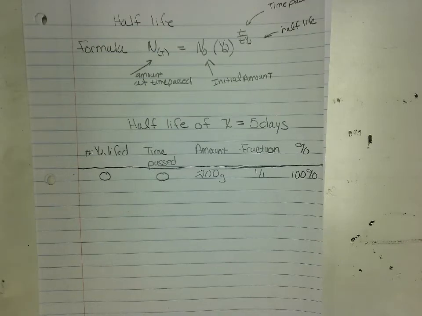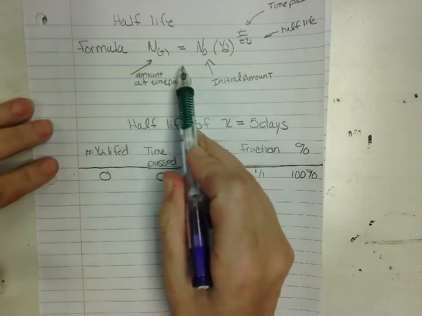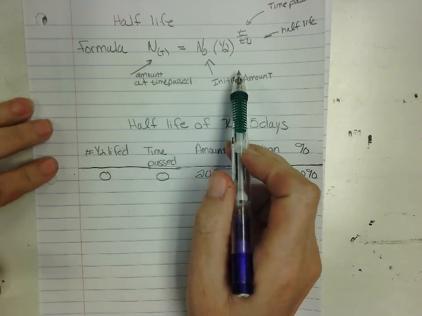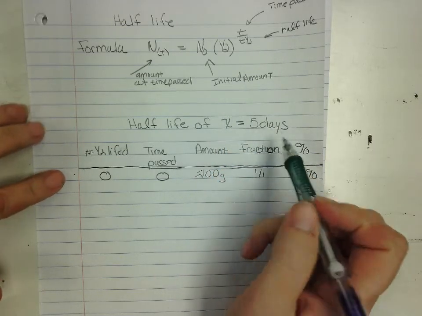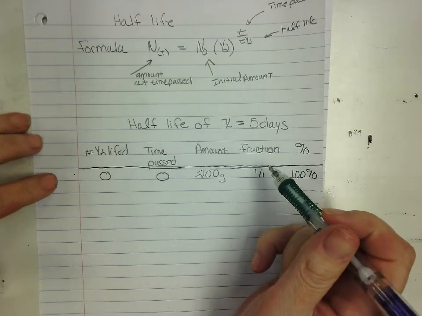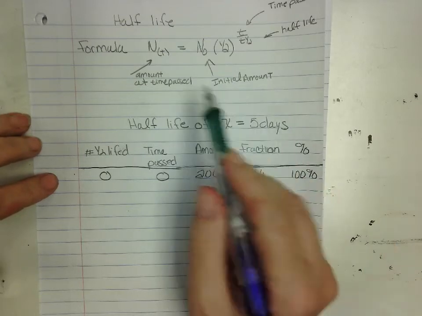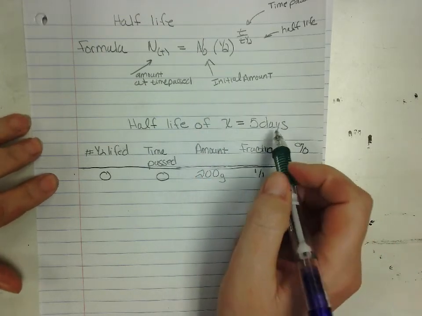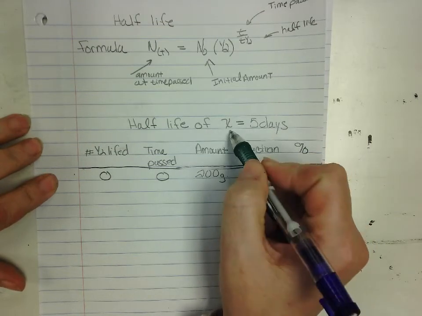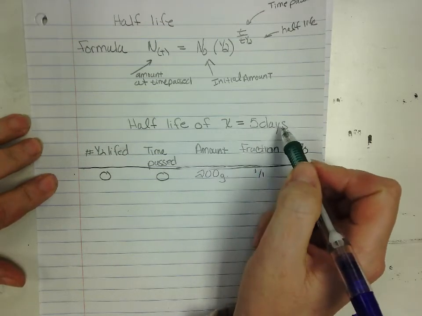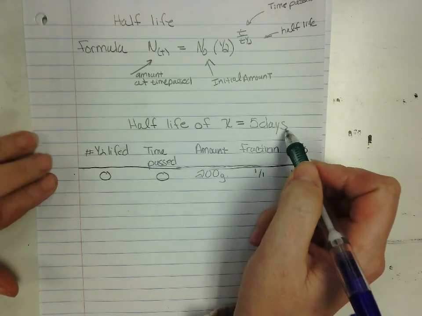For 90% of the half-life problems that you're going to have, you will not be using this formula. You can, but I find it more complicated. And if I show you how to use this chart, you'll understand half-lives better, and it's easier than working with this formula. So let's say I have 200 grams of X, whatever it is, and the half-life is 5 days.